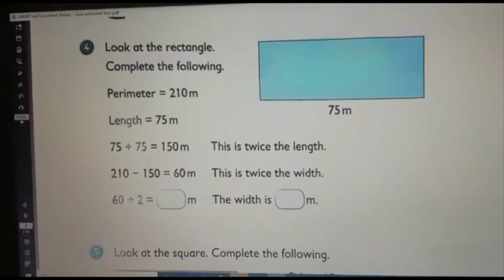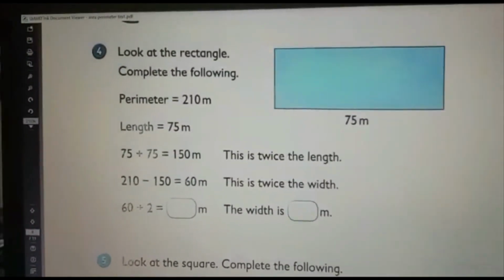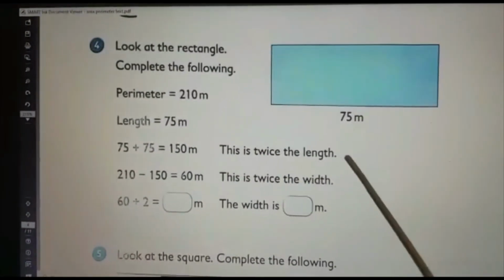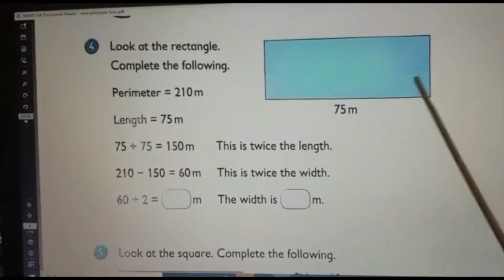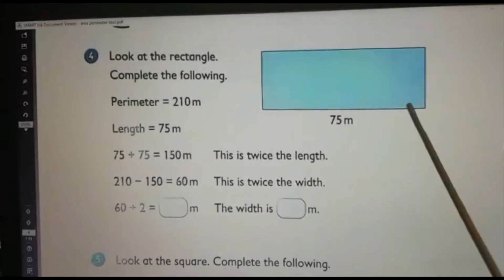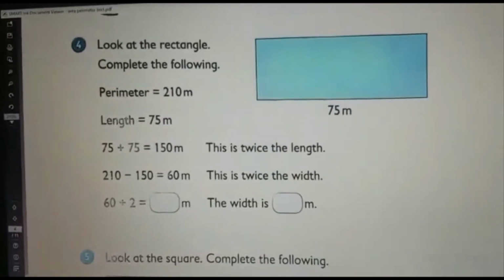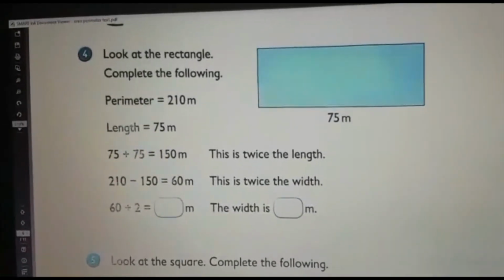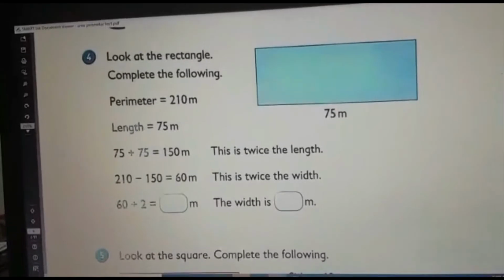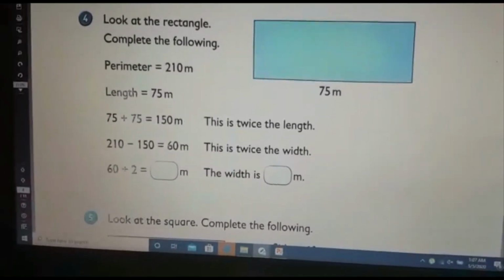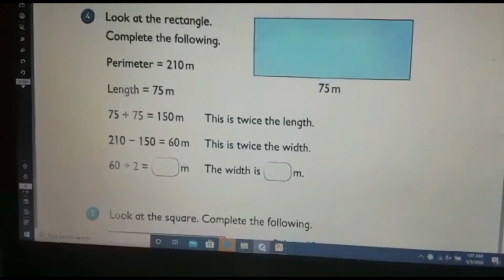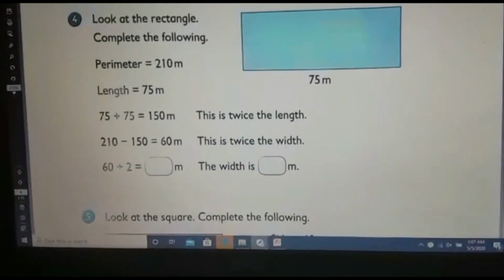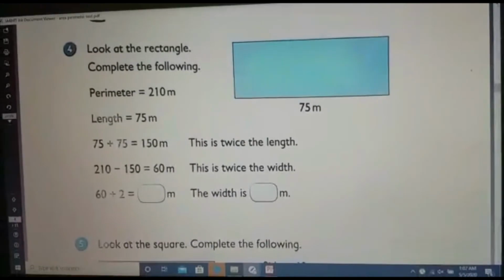If you want to check whether your answer is correct, with length as 75 and width as 30, you just try 2 into 75, that is 150, plus 2 into 30, that is 60. So 150 plus 60 gives you 210. That is the perimeter. So you can check the answers also. Just like multiplication and division, we know that when we multiply two numbers, we get a third number. That third number divided by one number of the multiplication gives you the other number. Same way you can check these answers also.